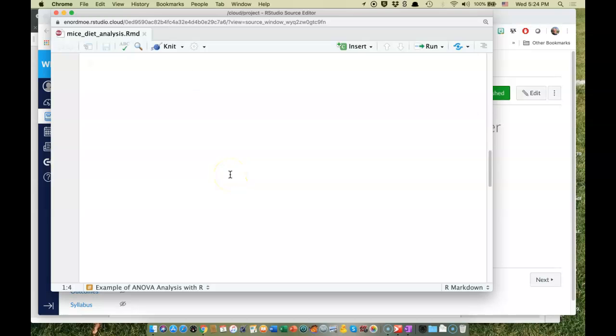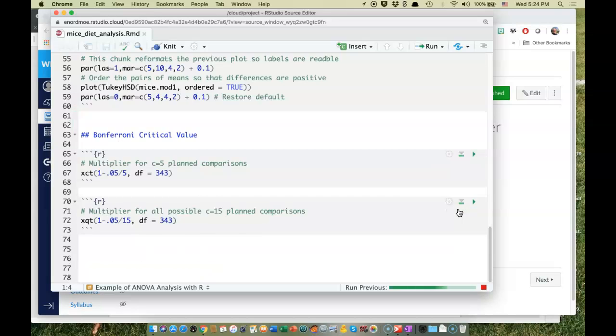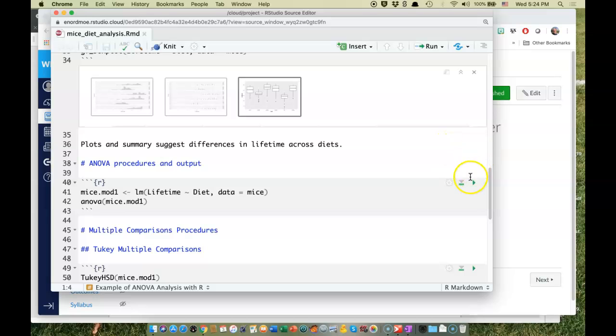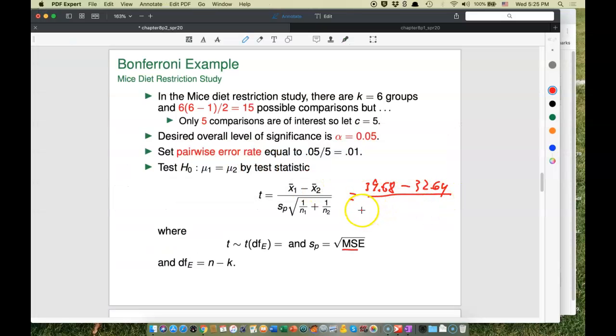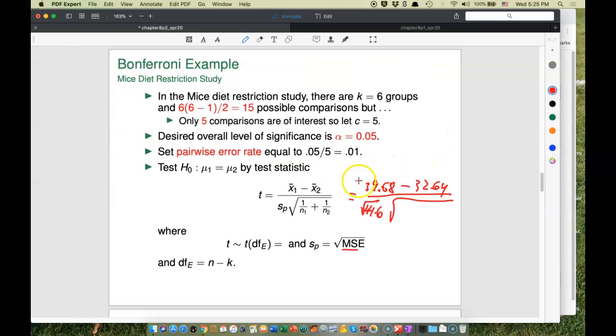Now for that, we need the ANOVA table. So I'm going to run those commands above, but we're not going to actually need them. What we need is the ANOVA table that we got by taking anova of the model. And so here we have the MSE is 44.6. So that's the thing that we're going to need. So the square root of 44.6. And then the sample size for these two groups, they were up here: 1 over 56 plus 1 over 57.